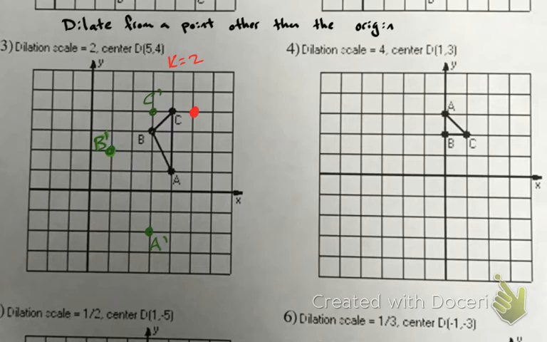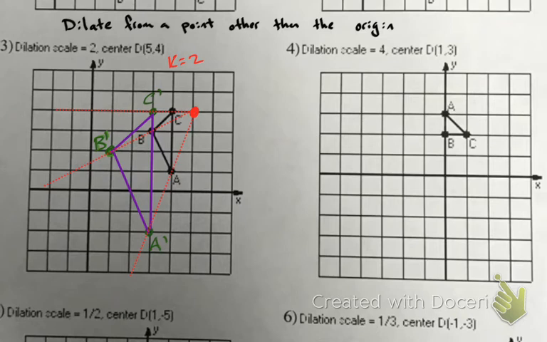So now I'm going to connect it up. And the same thing should still be true, though. I still should be able to draw lines, and my C's should be on the same line, my B's should be on the same line, and my A's should be on the same line. Okay. Let's do the next one.